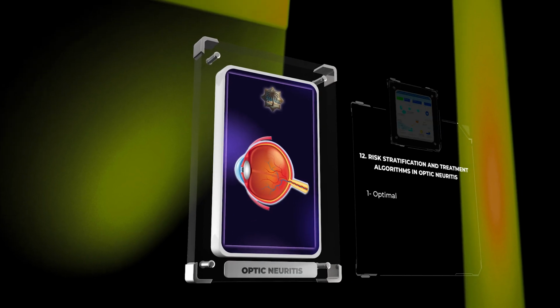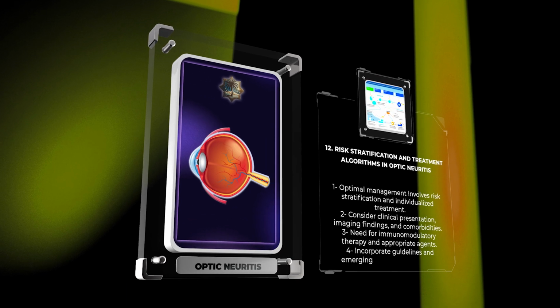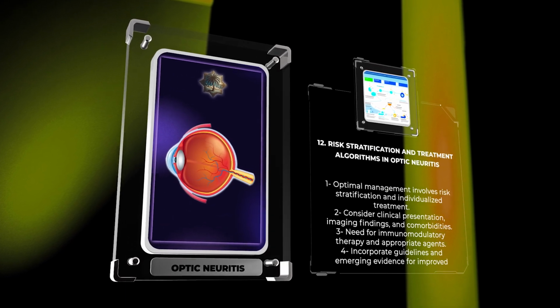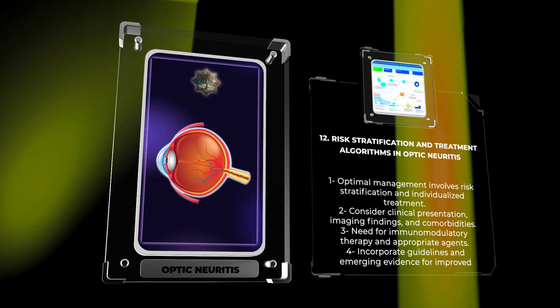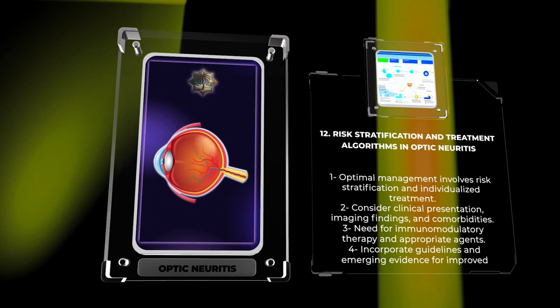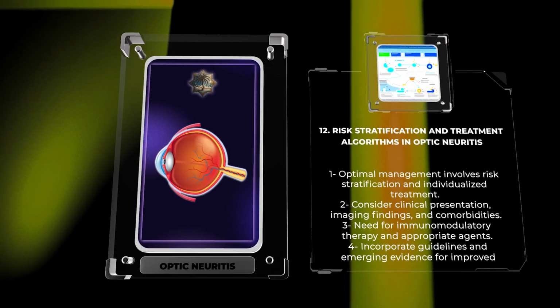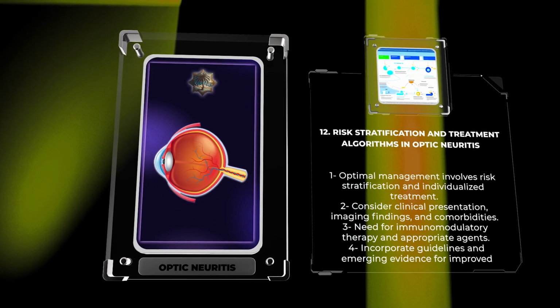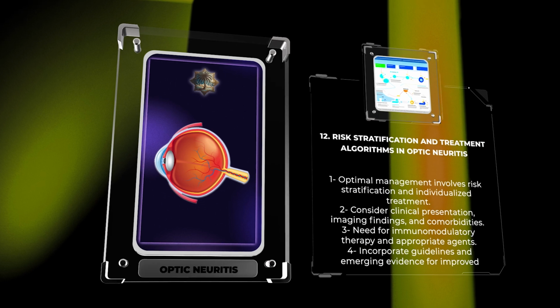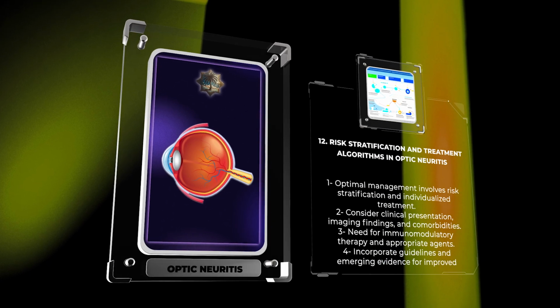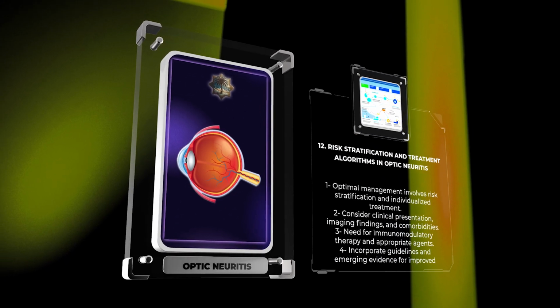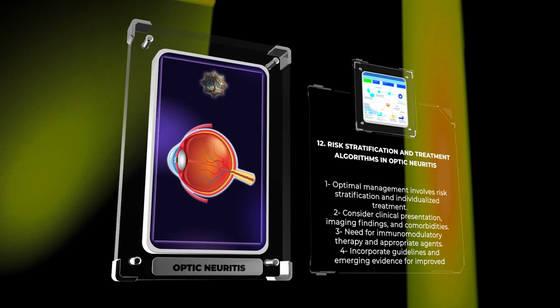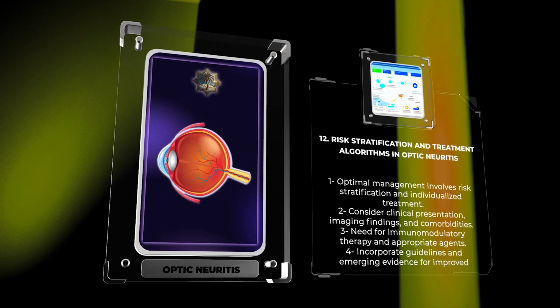Optimal management of optic neuritis involves risk stratification and individualized treatment algorithms. Various factors, such as clinical presentation, imaging findings, and associated comorbidities, need to be considered when determining the need for immunomodulatory therapy and selecting the appropriate agents. Incorporating established guidelines and emerging evidence into clinical practice ensures appropriate risk assessment and treatment decisions, ultimately leading to improved outcomes in patients with optic neuritis.